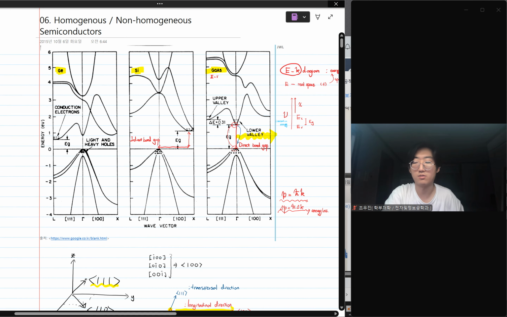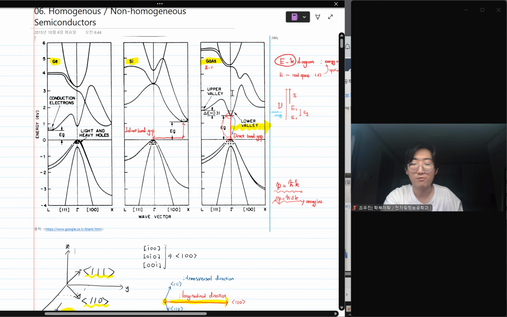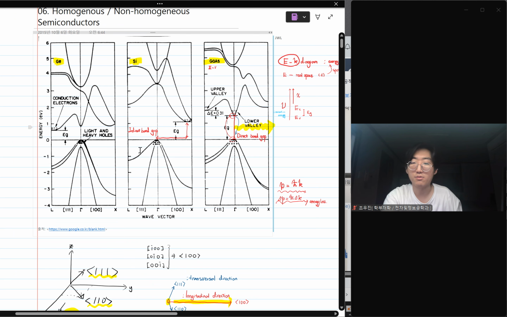Firstly, I'm going to talk about some E-k diagrams. An E-k diagram shows the relationship between energy and wave vector, which we also talked about in the last video. Here is what is called an indirect band gap, and this picture shows a direct band gap.